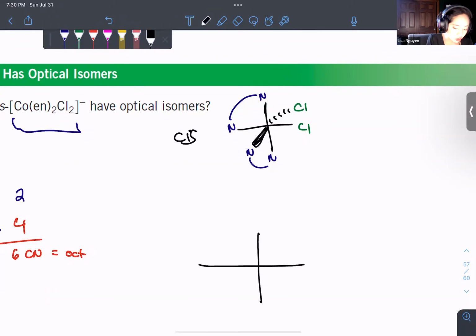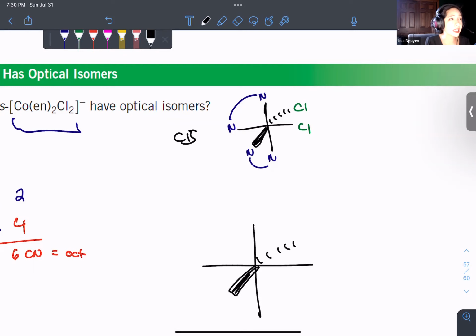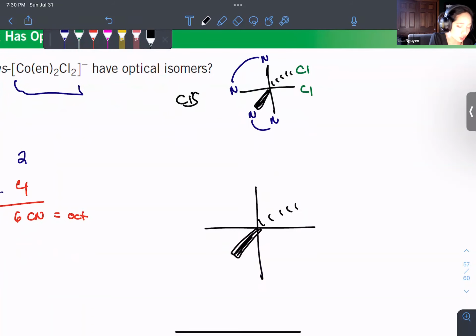So these are geometric isomers, because cis and trans are geometric isomers, still considered stereoisomers, meaning that the bonds themselves differ in 3 dimensions, but they're still isomers nonetheless, because it's still 2 chlorides and 2 ethylene diamines and a cobalt. So they're still isomers, but they're geometric isomers because their ligands differ in 3 dimensions.